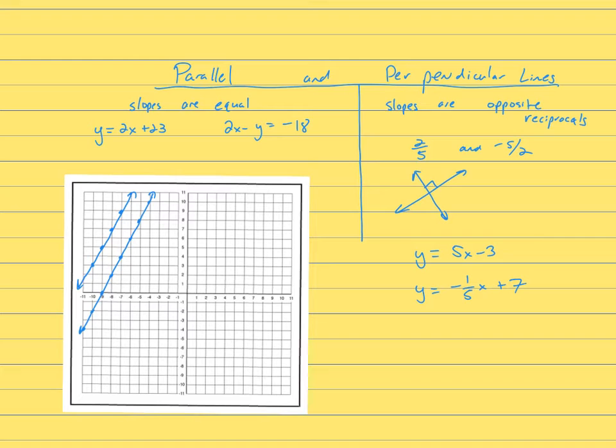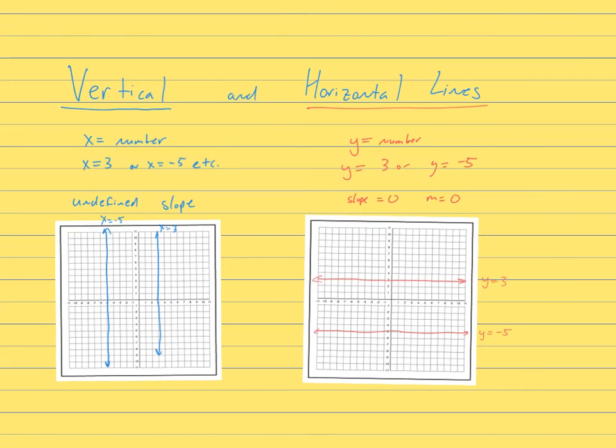Perpendicular lines, on the other hand, they do intersect. Most lines do intersect, but these ones very specially intersect in a 90-degree angle, perpendicular. Their slopes have to be opposite reciprocals, such as 2/5 and -5/2 are considered opposite reciprocals. One's positive, one's negative, and they are reflections of themselves as fractions. And then another example, y equals 5x minus 3, its reciprocal as a slope is -1/5, and you can see that right there. The next thing we'll look at is vertical and horizontal lines.